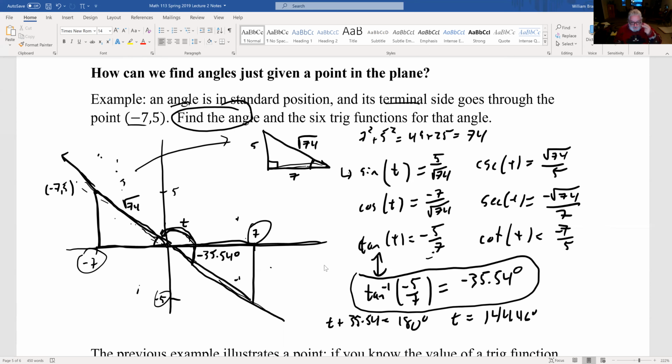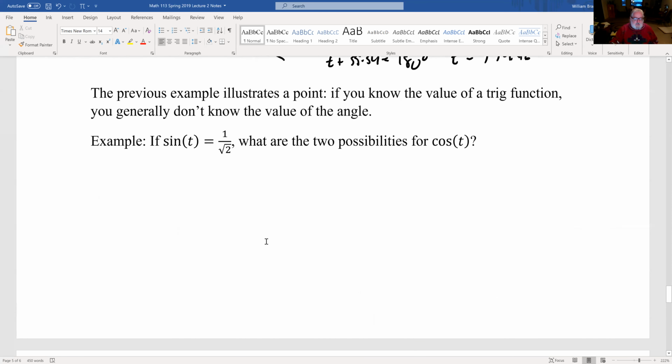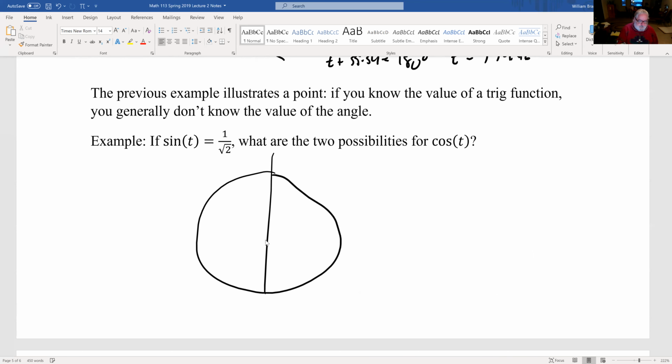So be a little bit careful when you're looking at your output from your calculators, because there are many possible angles, and your calculator will give you one, but you want to make sure you have the picture so you can tell what angle you're actually dealing with. If you know the value of a trig function, you generally don't know the value of the angle. And so one way to think about this is, suppose we're in the unit circle, and you're told that sine of t is 1/√2, and sine of t is y.